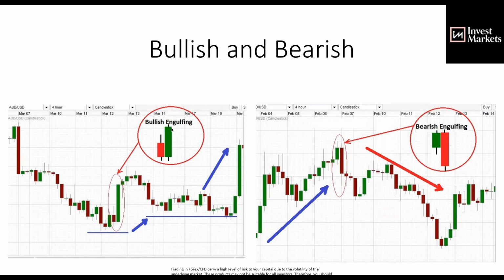So when you have the reversal color and it fully engulfs the previous candle, it's telling you something about the current trend. It only tells you if it's coming off of an uptrend or a downtrend. And really what it's telling you is that the trend is in trouble. A lot of people tell you then you should be buying, but it doesn't say that. It just tells you the current trend is in trouble.